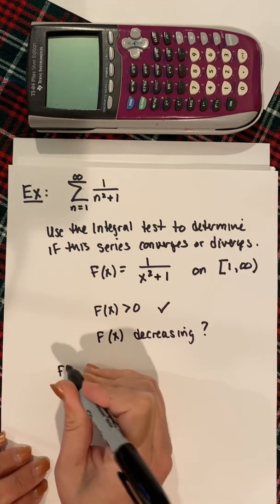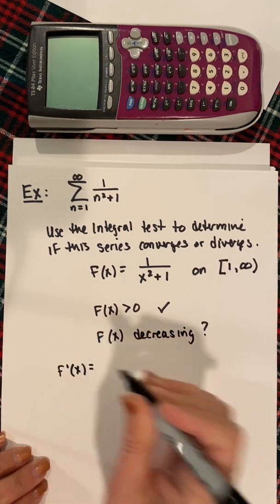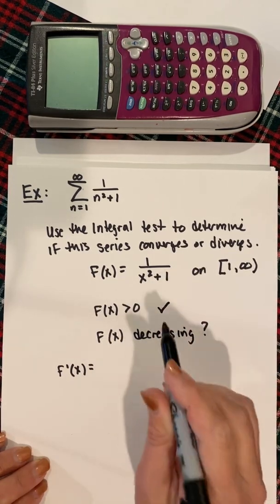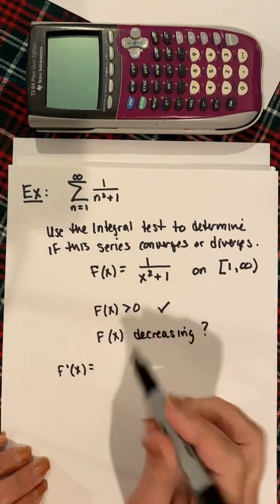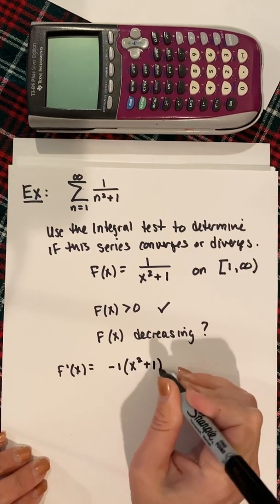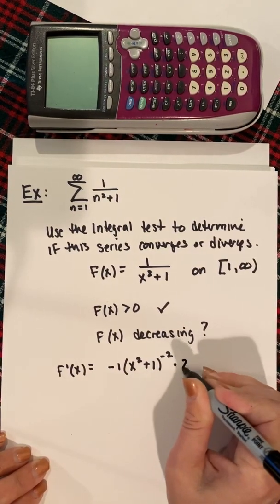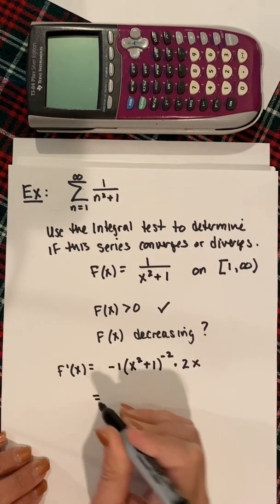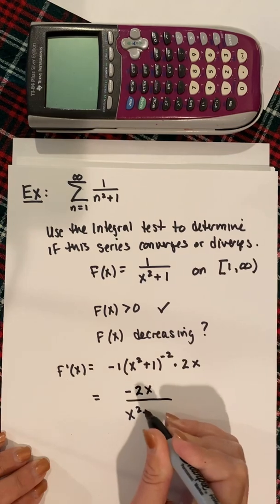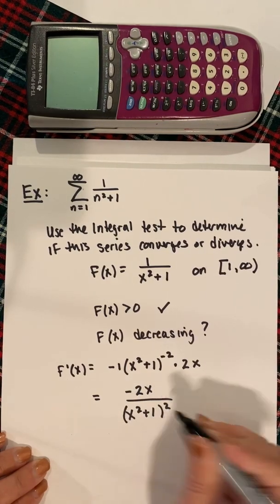I'm going to look at the derivative of this function. It would be, let's see, I'm going to think of that as x squared plus 1 to the negative 1, so it's going to be negative 1, x squared plus 1 to the negative 2, all times 2x is going to be the derivative. I'm going to clean this up, negative 2x, all over x squared plus 1 squared.